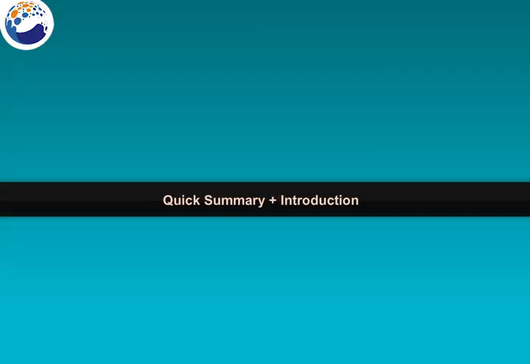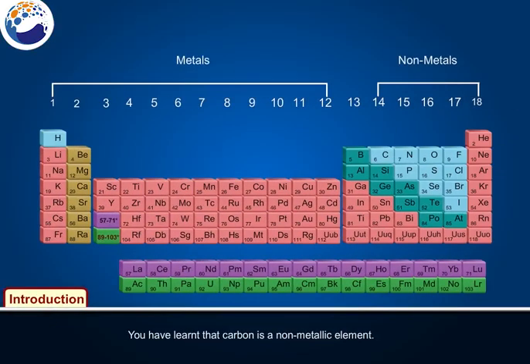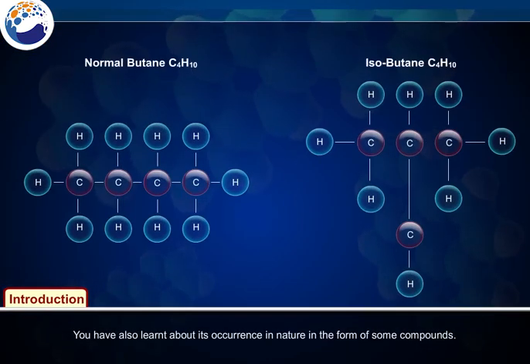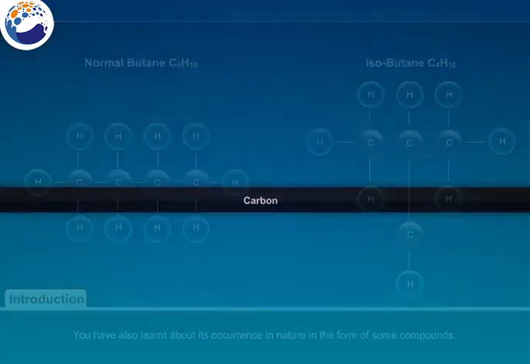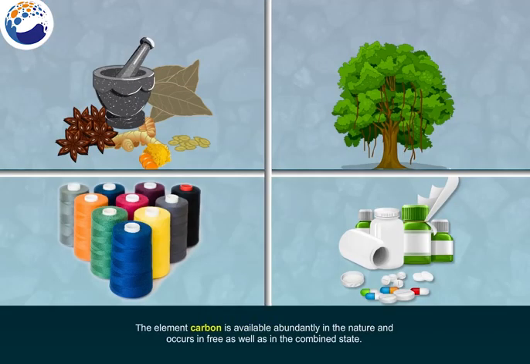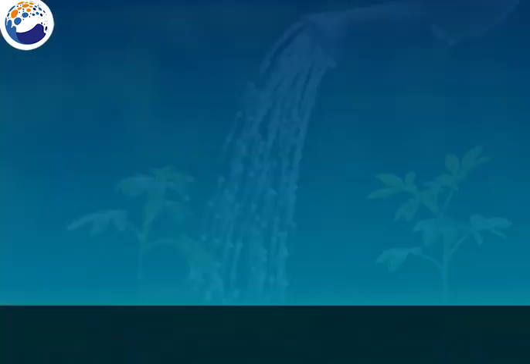Quick summary plus introduction. You have learned that carbon is a non-metallic element. You have also learnt about its occurrence in nature in the form of some compounds. Carbon. The element carbon is available abundantly in nature and occurs in free as well as in the combined state.